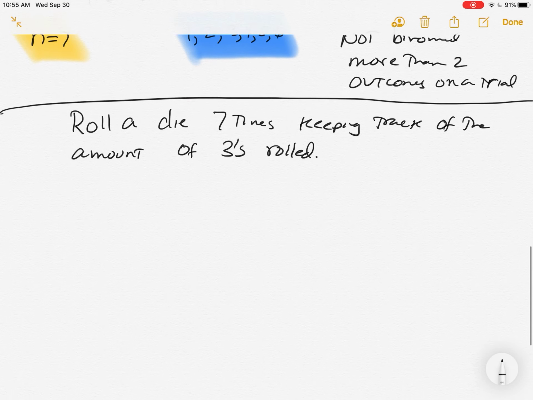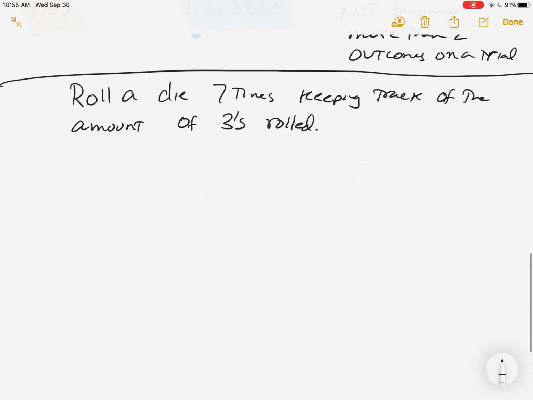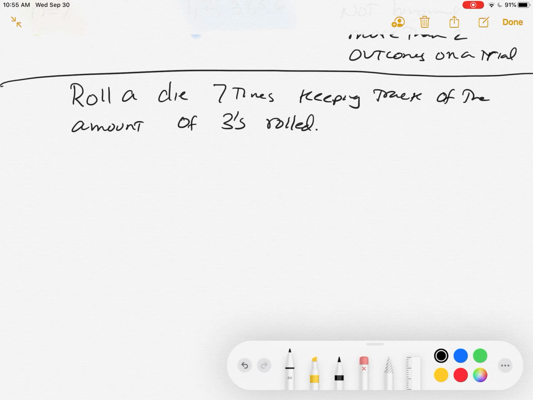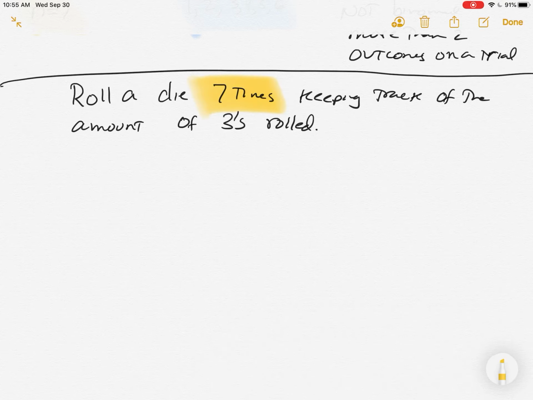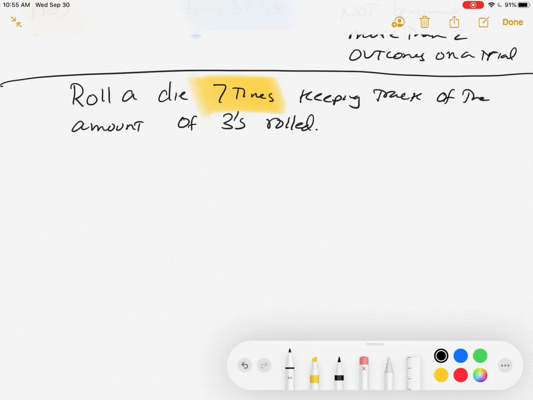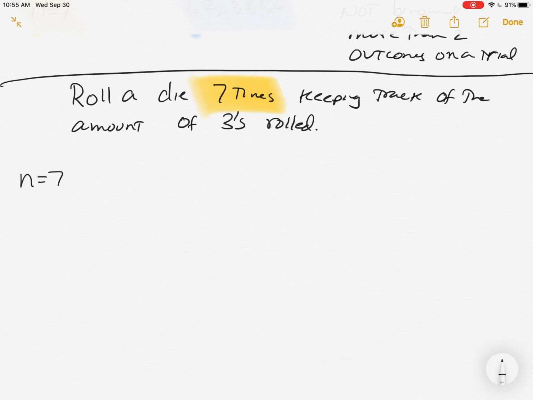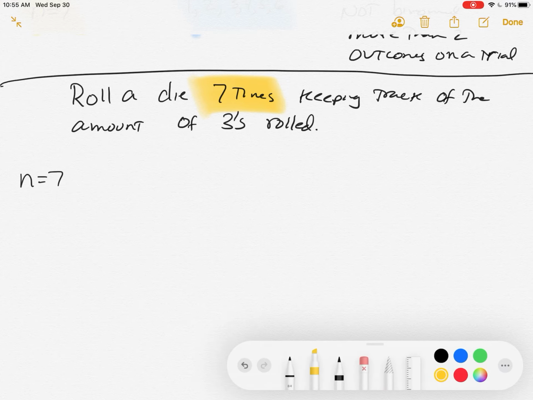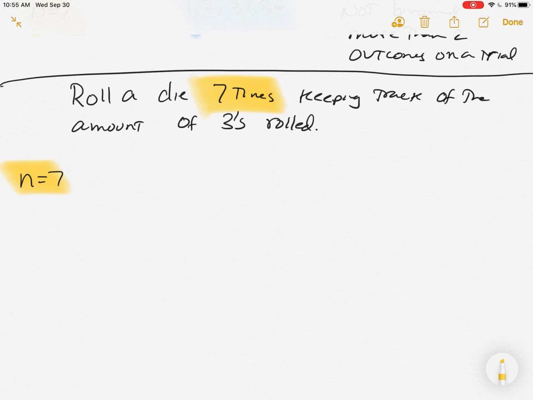So I'm not going to flip up to the top. I hope that's okay. I'm just going to talk through it. Remember, the first one was fixed number of trials. Yes, we have a fixed number of trials. The number of trials is equal to 7. That's never violated. They're never going to say, let's roll a die a few times. If they don't specify the amount, then we can't do anything.